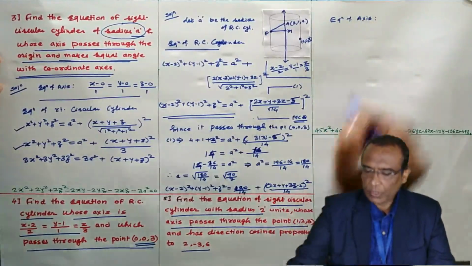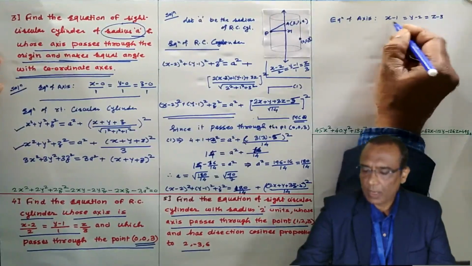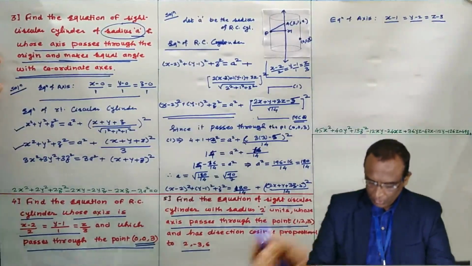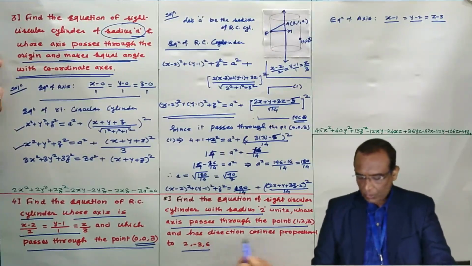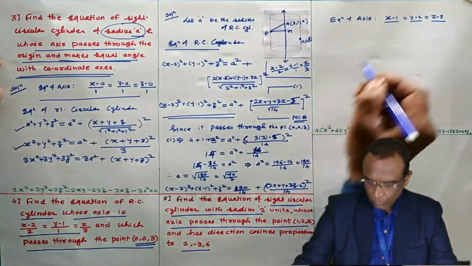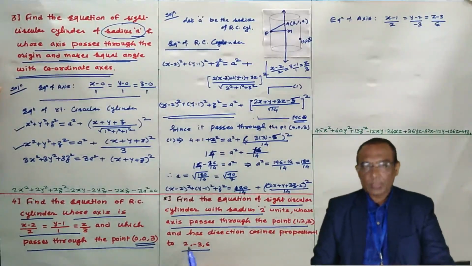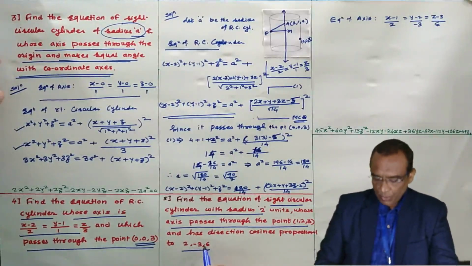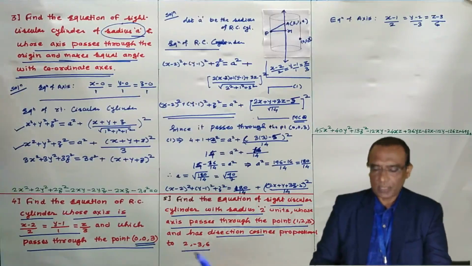Axis passes through the point (1, 2, 3). This is x minus 1, y minus 2, and z minus 3. And the direction cosines are proportional to 2, minus 3, 6. Means these are the direction ratios. These are not direction cosines. These are the direction ratios of the axis. Once again, 2, minus 3, 6 are the direction ratios because direction cosines are proportional to direction ratios.